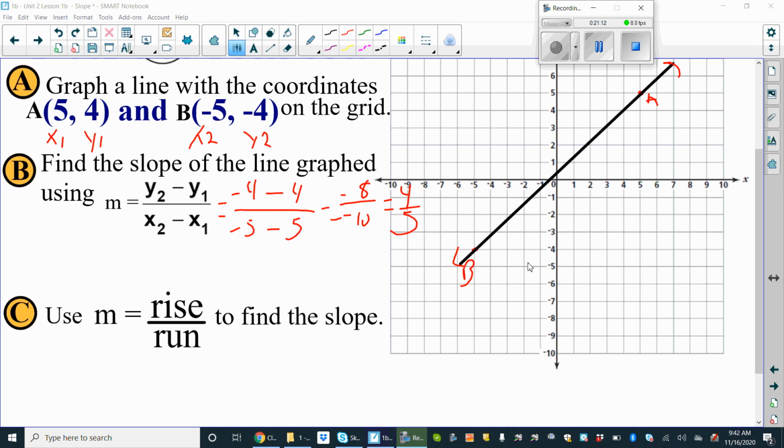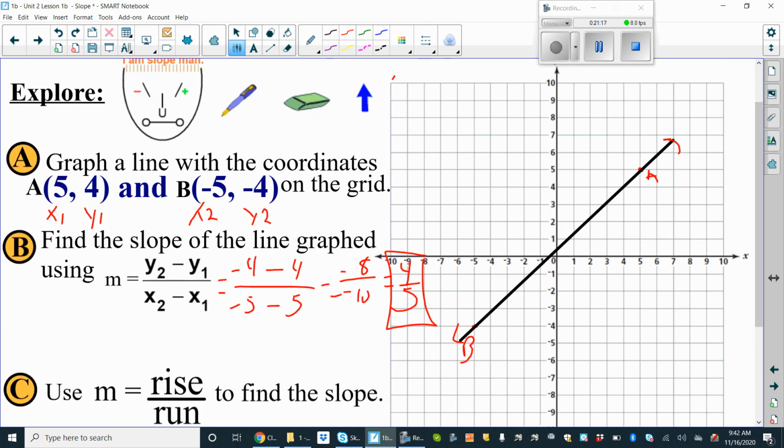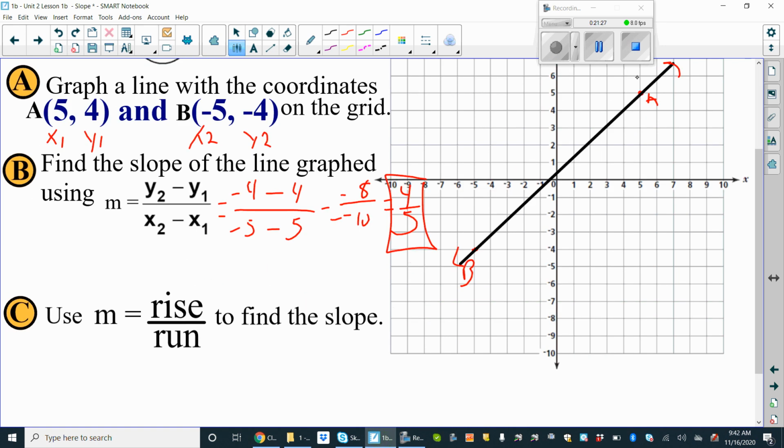Now, we have to find it using the graph. We know that this is a positive slope because from left to right, it is going up. So now we're going to use rise over run. So we have to create our path. So we go over to A and up to A, and we count 1, 2, 3, 4, 5, 6, 7, 8, 9, 10. And then we count 1, 2, 3, 4, 5, 6, 7, 8, 9.